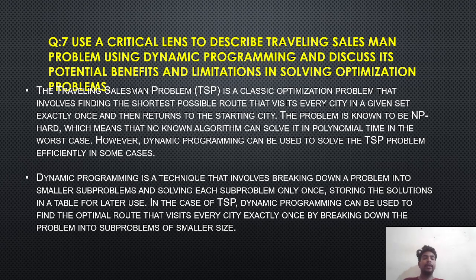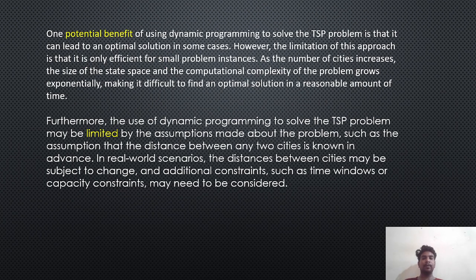So dynamic programming is a technique that involves breaking down a problem into smaller subproblems and solving each subproblem only once, storing the solution in a table for later use. In the case of TSP, dynamic programming can be used to find the optimal route that visits every city exactly once by breaking down the problem into subproblems of smaller size.